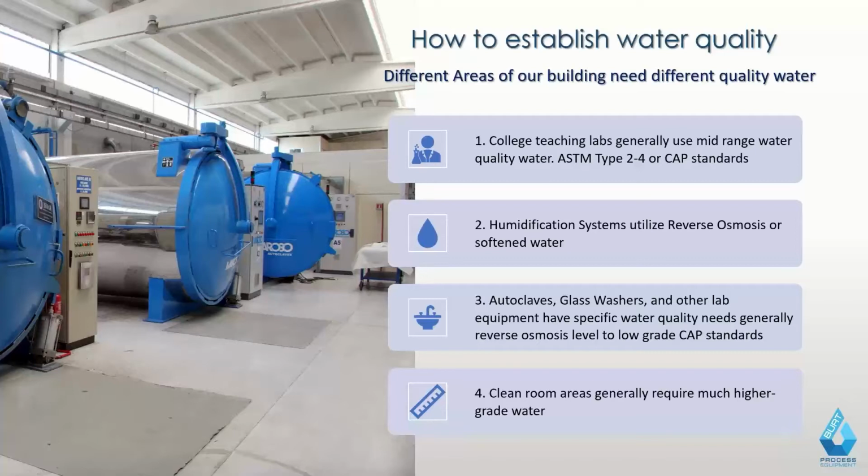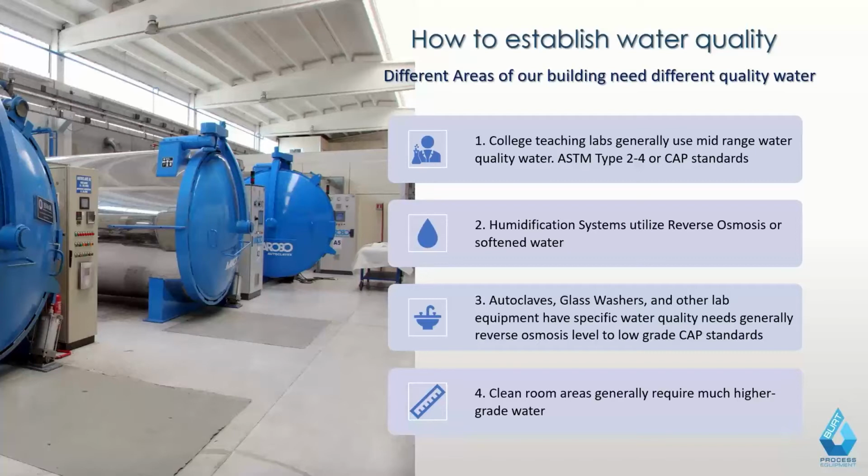Humidification systems almost exclusively use RO or just softened water, and that's really utilized so that in that system you don't get any kind of a scaling buildup. Different tools or devices such as autoclaves, glass washers, lab equipment, even semiconductor tools will typically have some kind of an actual parameter associated with them. Most things like autoclaves and glass washers use either RO or low grade CAP standard water, like CAP 2 water for use.